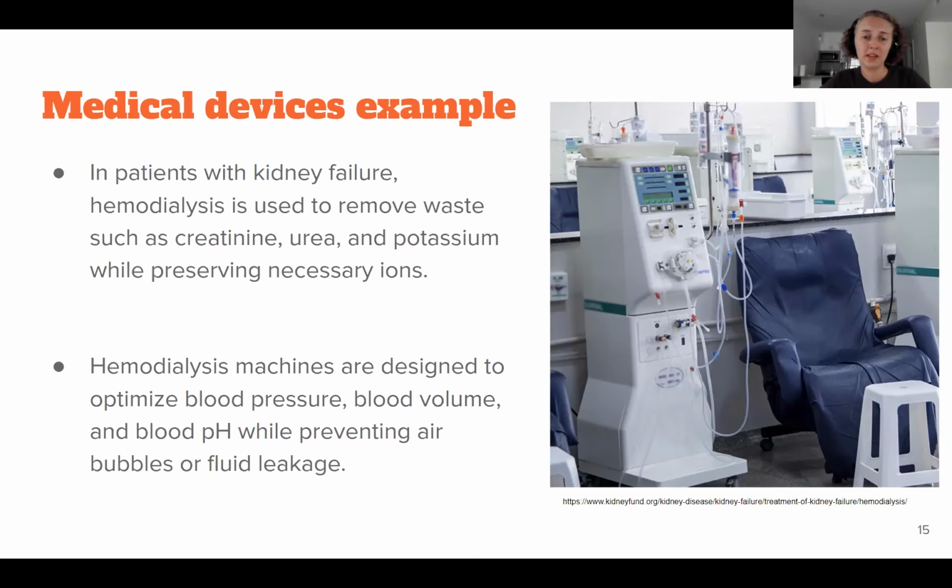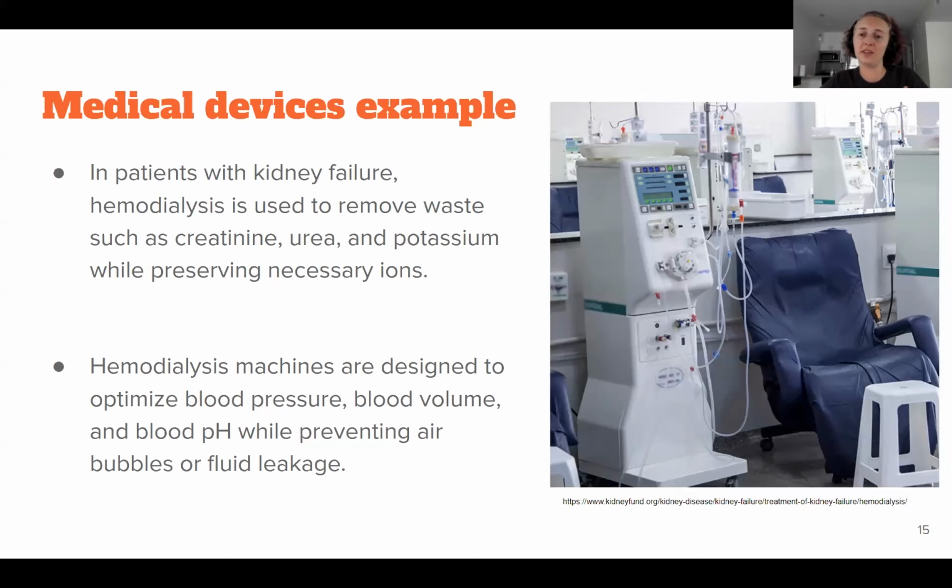So there, you can see there's a lot of different buttons, a lot of different dials and switches on this machine. There are a lot of different parameters that need to be monitored. We need to optimize the patient's blood pressure. We want to make sure their blood volume is correct. We don't want to take out too much water or contribute too much water. We need to keep that blood pH in the correct range. And then we also need to make sure we don't have any air bubbles, which could theoretically cause a stroke. And of course, we don't want any fluid leakage.